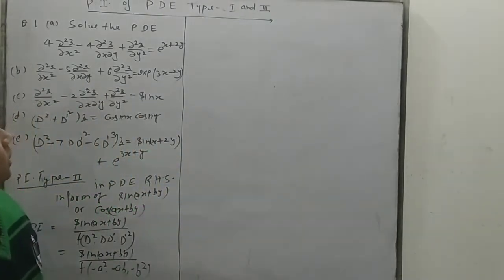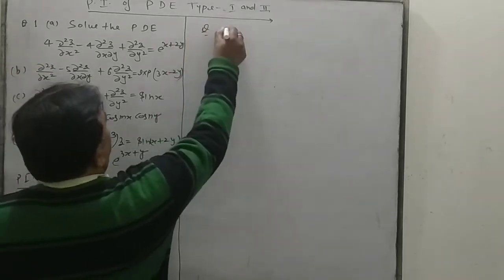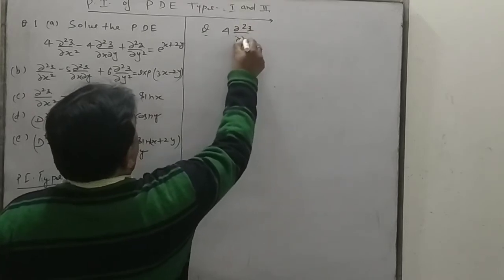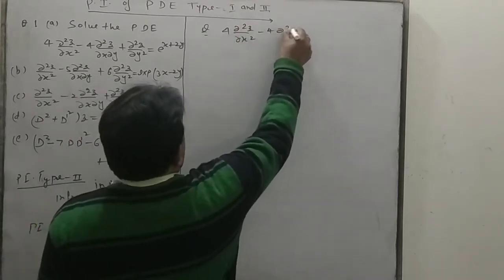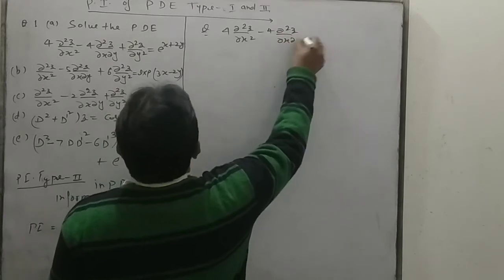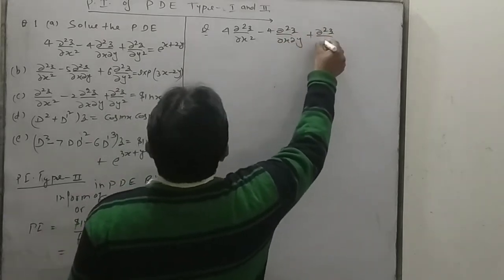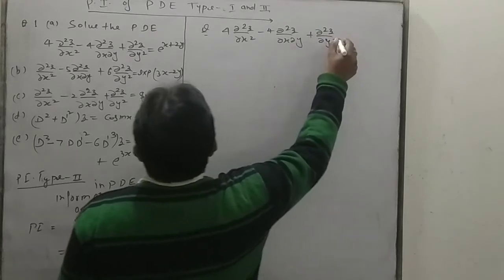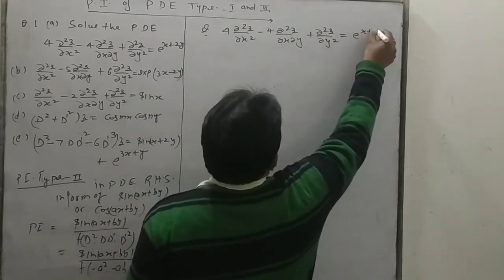First we discuss the first type of partial differential equation, taking examples of how to find the PI of the partial differential equation of the first type. We take example question number one. Solve the partial differential equation 4 del 2z over del x2 minus 4 del 2z over del x del y plus del 2z over del y2 equal to e to the power x plus 2y.